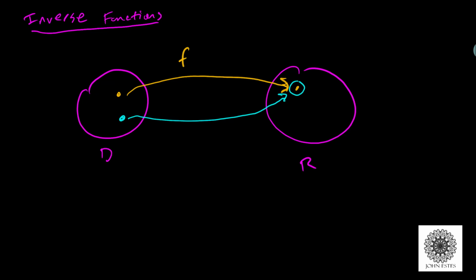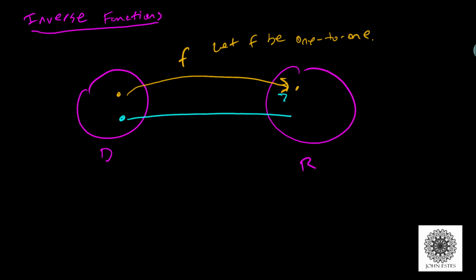So that can't happen. Alright, so what we're going to do is let f be one-to-one. That means every input goes to exactly one output. Okay? So no two inputs go to the same output. Then when we think about it in those terms, now all of a sudden we can go backwards. And this act of going backwards is what we call the inverse function. And it's denoted like this: f to the negative 1.